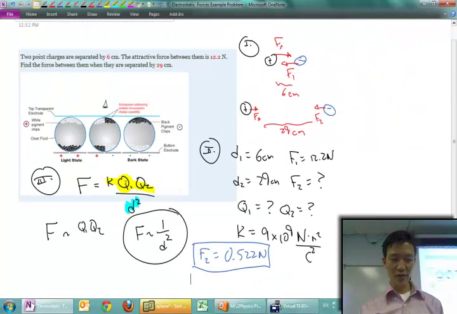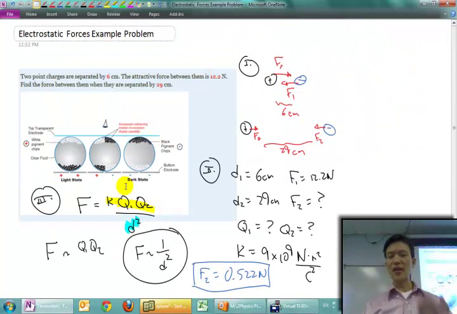So in terms of electrostatic force problems, it's helpful to be able to apply Coulomb's law in a conceptual format, and that was the goal of this problem.